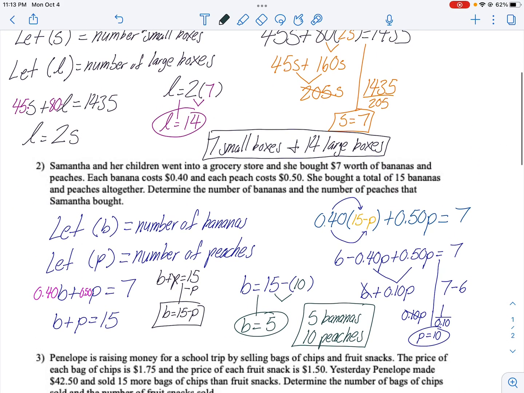Okay. So we use substitution, right? It's more simple. Like I said, I could have multiplied this bottom equation by negative 0.40 or negative 0.50, but substitution was the easier way to go.